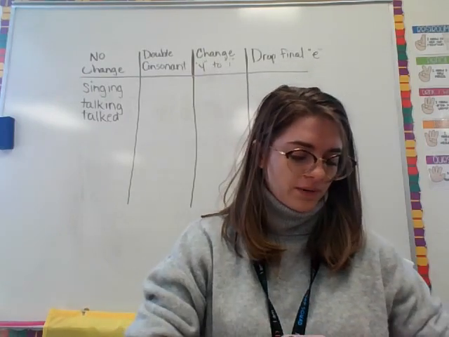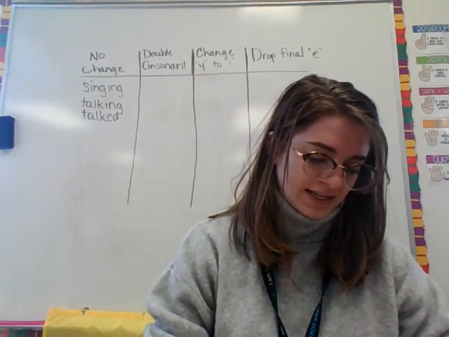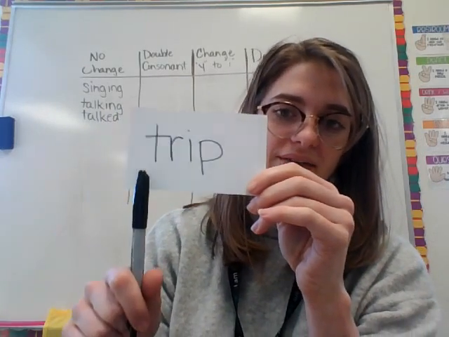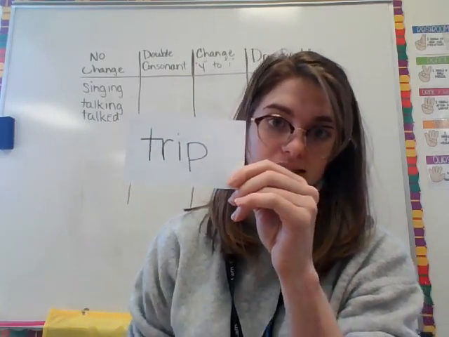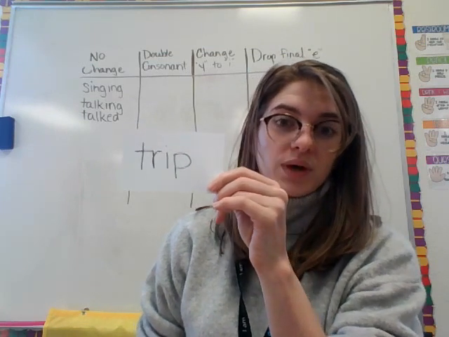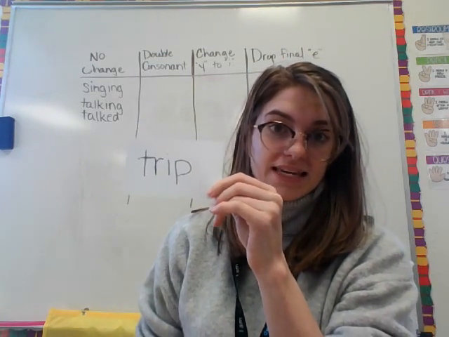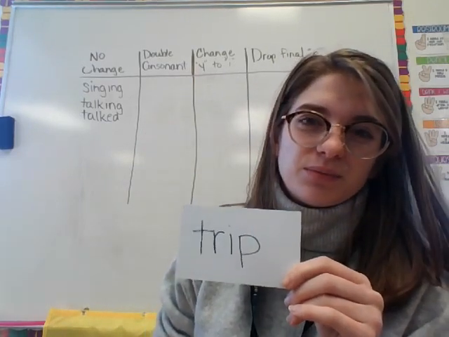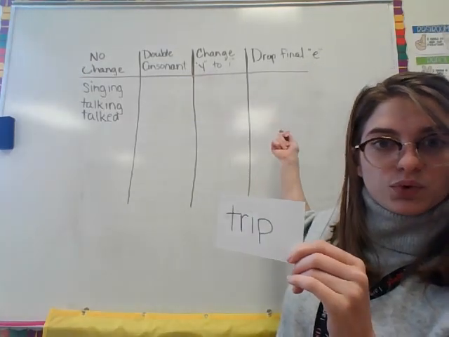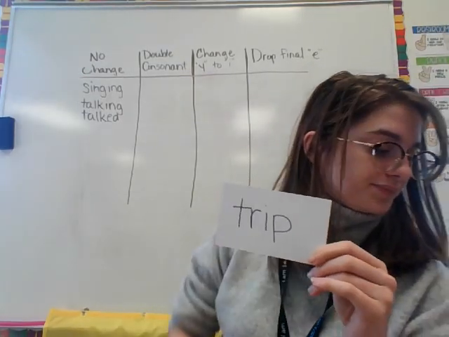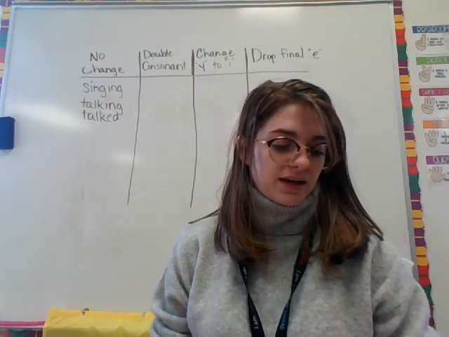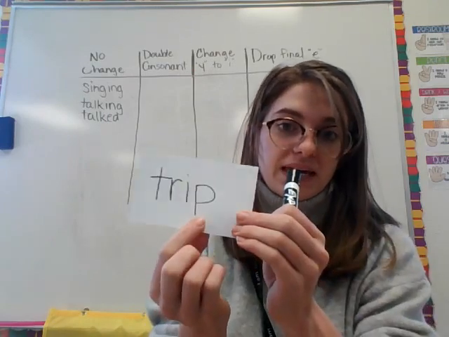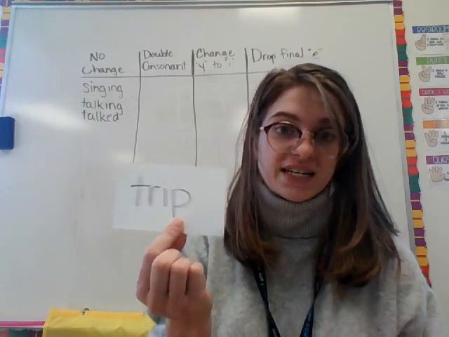Okay? Now, what about the word trip? T-R-I-P. In the word trip, we have a consonant, vowel, consonant. When we have a vowel consonant at the end, we're going to double the consonant. And that'll kind of make more sense once we get to this rule here, drop the final E. So to make the word tripped or tripping, we would double the P and then add ing or ed.